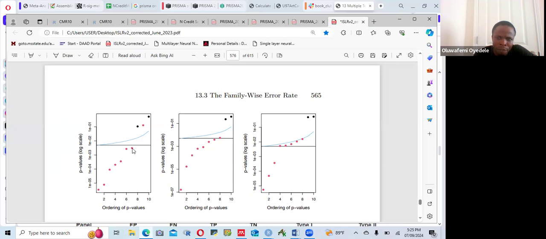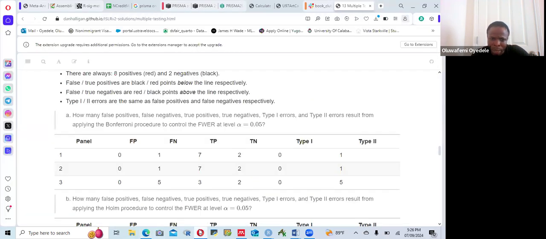So we can see we have how many true? One, two, three, four, five, six, seven. Those are the seven true positive for panel one. If you come down to panel two, we have one, two, three, four, five, six, seven. So those are the seven. Then for panel three, this is the value. So that is how we arrive at three true positive for panel three.